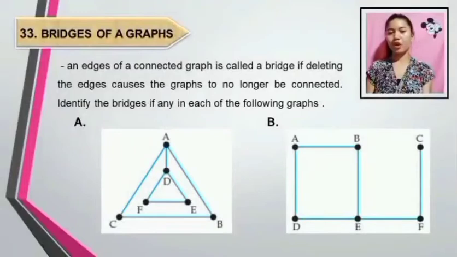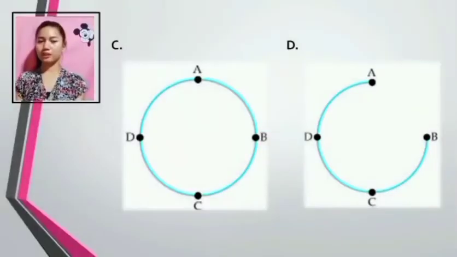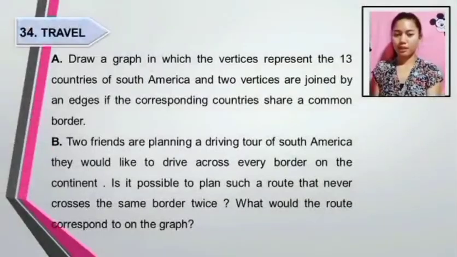33. Bridge of a graph. An edge of a connected graph is called a bridge if deleting the edge causes the graph to no longer be connected. Identify the bridge, if any, in each of the following graphs. 4. Travel.